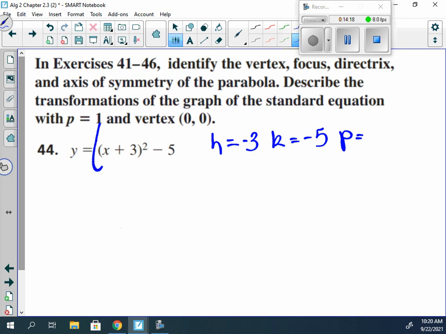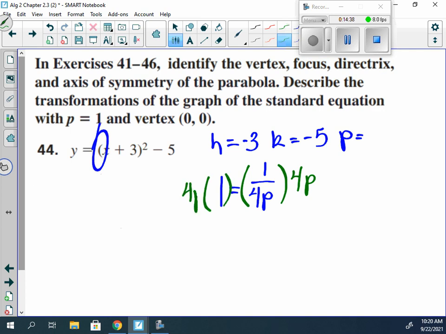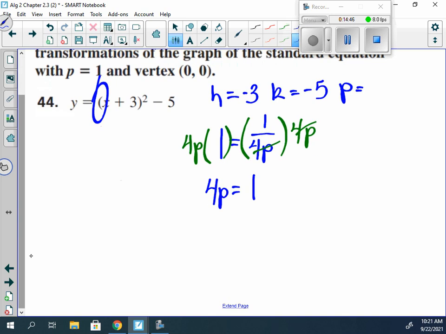Now, our 1 over 4p goes in front of those parentheses that are being squared, yes? Well, it's telling me that it is. 1 is equal to 1 over 4p. So we would multiply both sides by 4p because those would cancel, telling me that 4p is equal to 1. And then last but not least, we would divide both sides by 4, telling me p is equal to 1/4.